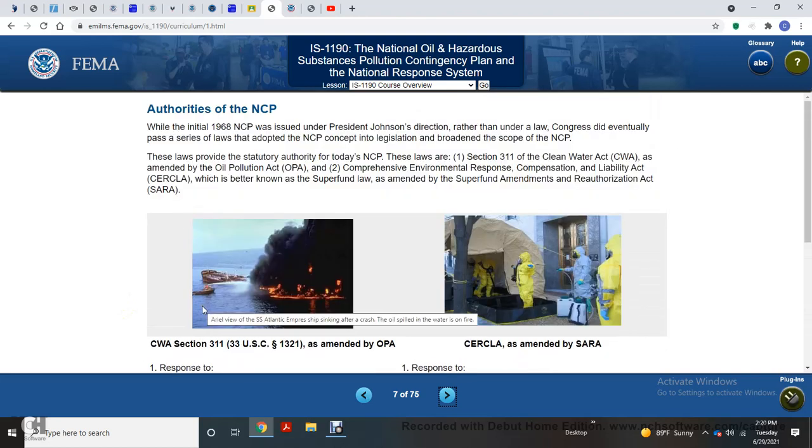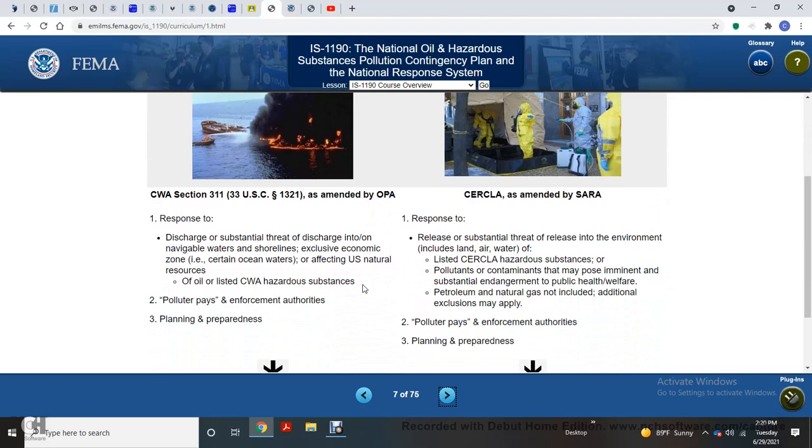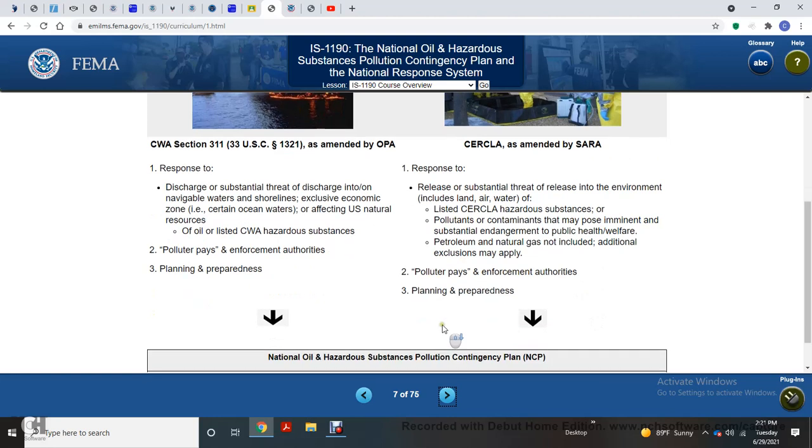The Comprehensive Environmental Response, Compensation, and Liability Act, also known as Superfund, as amended by the Superfund Amendments and Reauthorization Act, addresses a release or substantial threat of release to the environment, which includes land, air, and water, of hazardous substances listed under the Act, as well as pollutants or contaminants that may present an imminent and substantial endangerment to public health or welfare. Petroleum and natural gas are not included. Additional exclusions may apply. The Act includes polluter pays enforcement authorities and planning and preparedness.